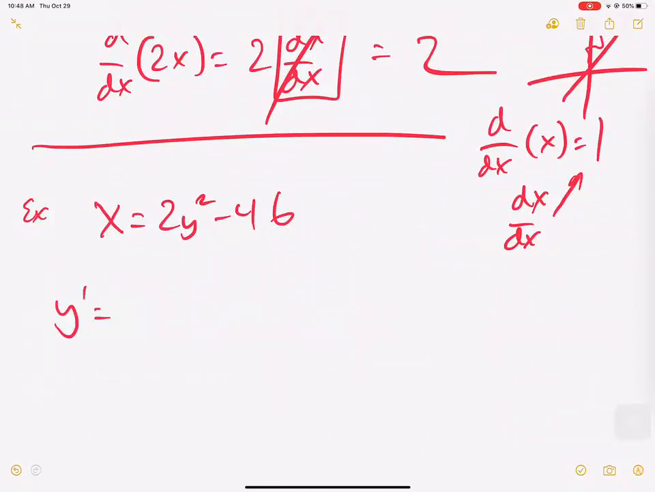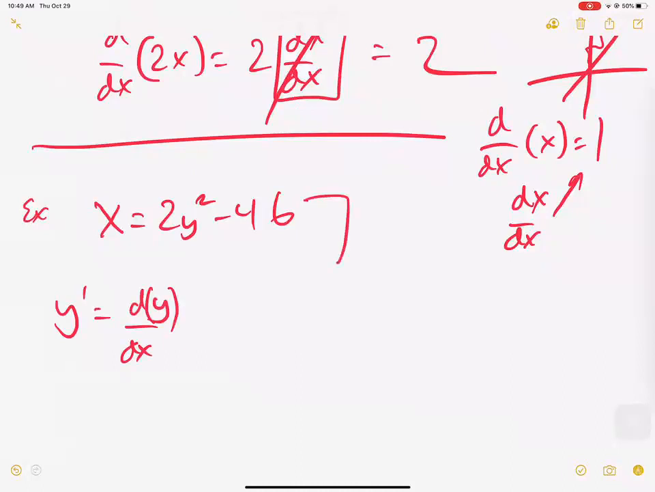Now, let me help you redefine y prime. Y prime is the derivative of y. That's what it is. So I don't have the derivative of y here, but how could I get the derivative of y? I would have to take the derivative.